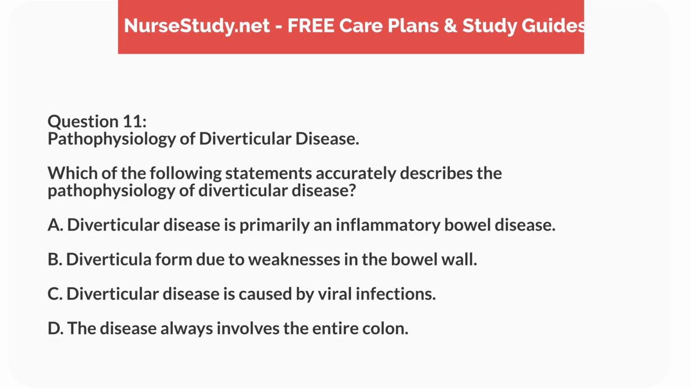Question 11. Pathophysiology of diverticular disease. Which of the following statements accurately describes the pathophysiology of diverticular disease? A. Diverticular disease is primarily an inflammatory bowel disease. B. Diverticula form due to weaknesses in the bowel wall. C. Diverticular disease is caused by viral infections. D. The disease always involves the entire colon.